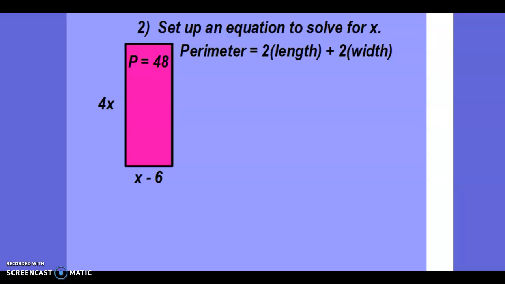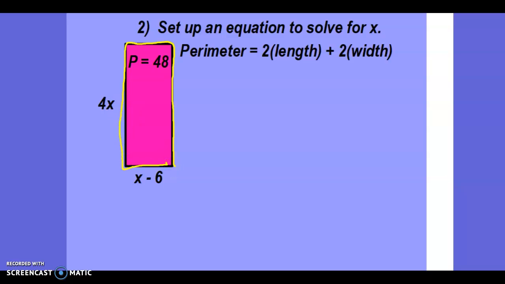Problem says to set up an equation to solve for x. And if you notice, you're given a rectangle with a length of 4x and a width of x minus 6. And the perimeter, it tells you, is 2 times the length plus 2 times the width. Remember, perimeter is the distance going around the outside.